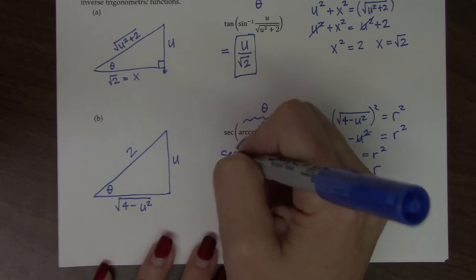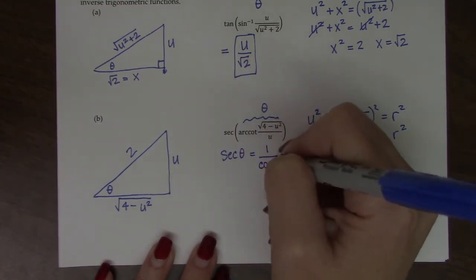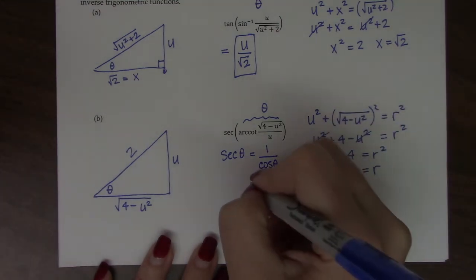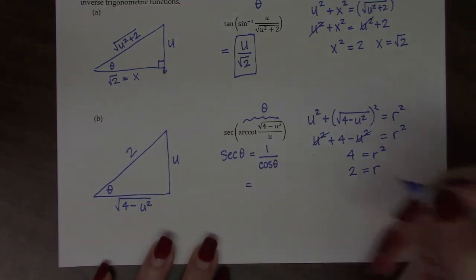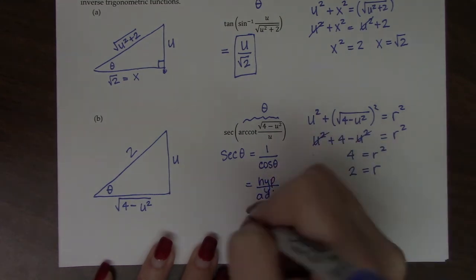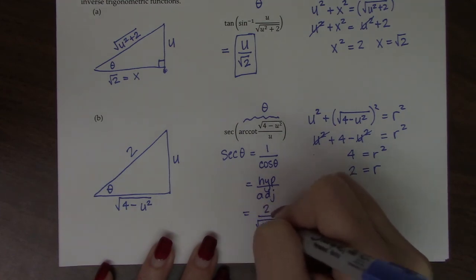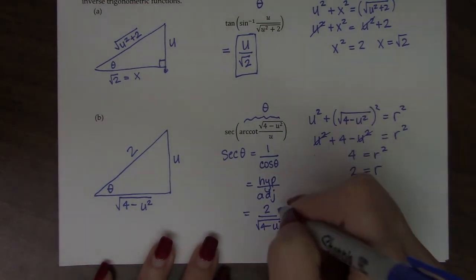So secant of theta is 1 over cosine theta. So if cosine is adjacent over hypotenuse, this is hypotenuse over adjacent. So it's 2 over the square root of 4 minus u squared.